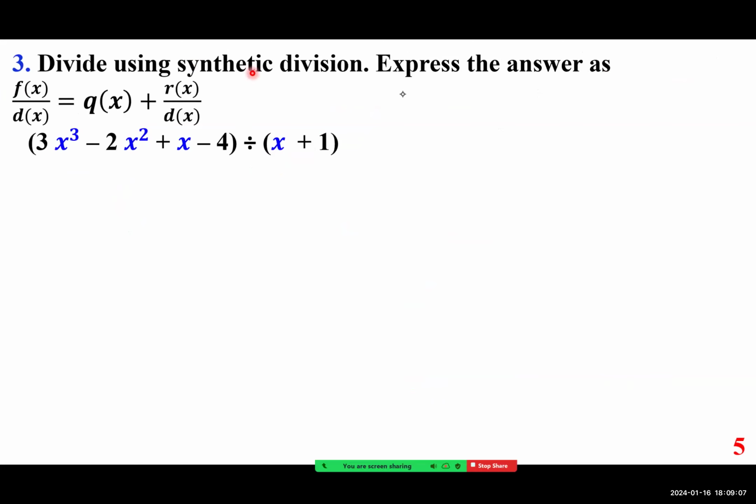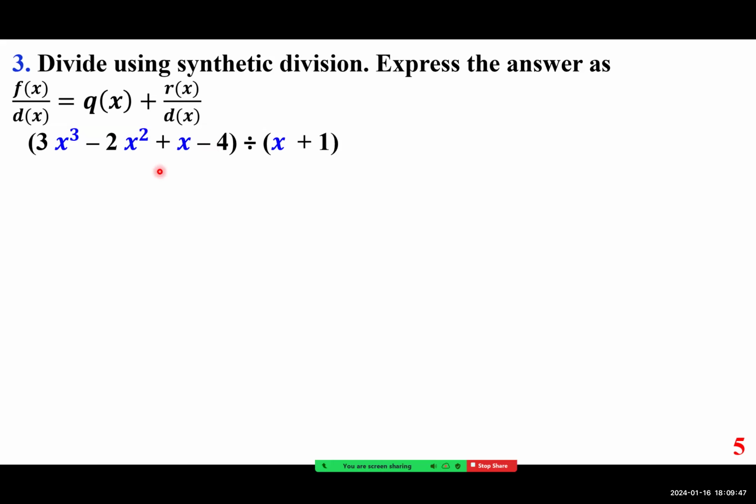Divide using synthetic division. So we have 3x cubed minus 2x squared plus x minus 4, divided by x plus 1. Now, everybody remembers long division. You can simplify it to a synthetic division if the divisor is x and some number, x plus 1, minus 1, any number. Now, you are going to do the synthetic division as follows. We are going to just write those coefficients. In the case of a synthetic division, we write every coefficient, and if anything is missing, we have a place value of 0.